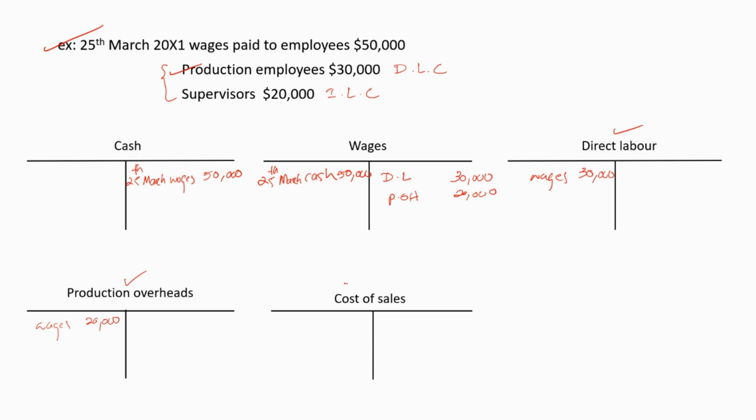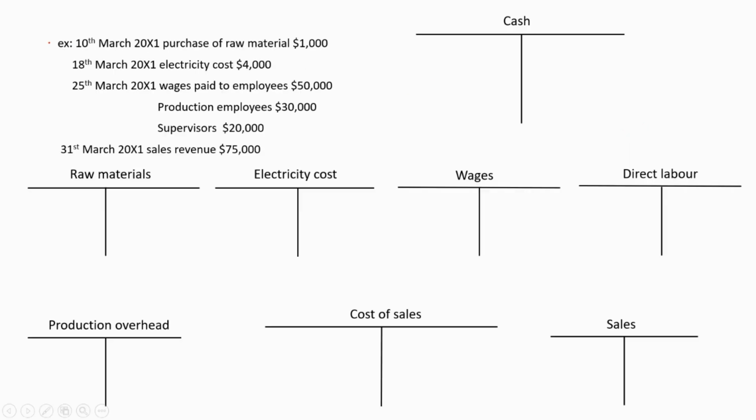So finally, we can include the costs under the cost of sales account. The direct labor cost is equal to $30,000 and the production overhead cost is $20,000. As you can see, under cost of sales, we can easily identify direct labor and production overheads separately.